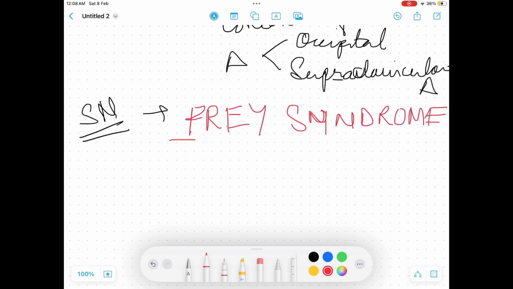This is very important. Many times they ask Frey syndrome in both your internal exam as well as in your professional exam. So it is very important for short note purpose. Okay. So that's it for this topic. I guess I have cleared your doubts and made you understand the entire topic. I hope now you have a better understanding of the topic.